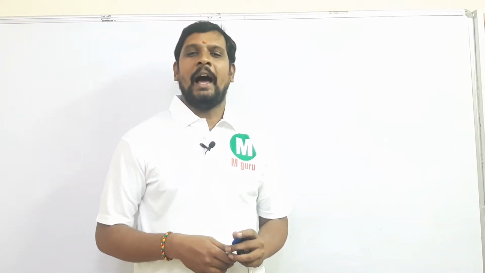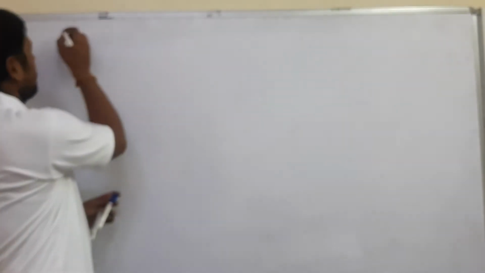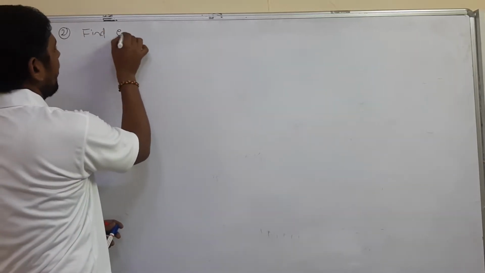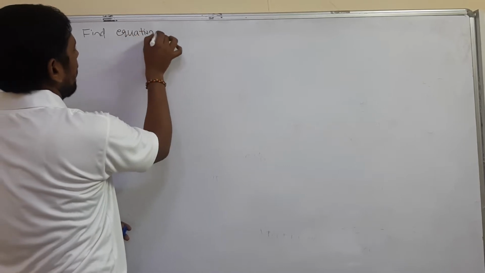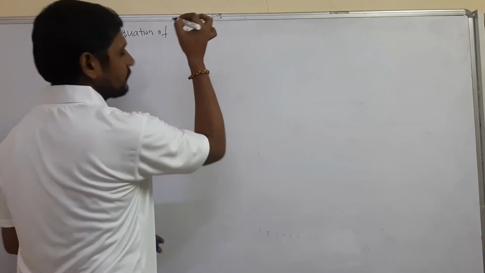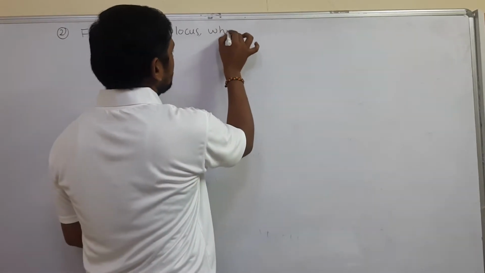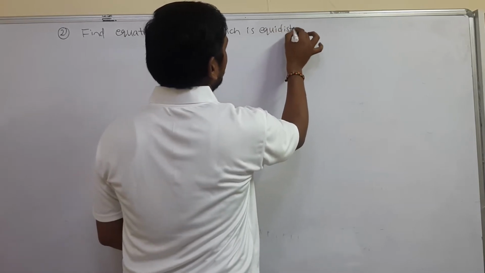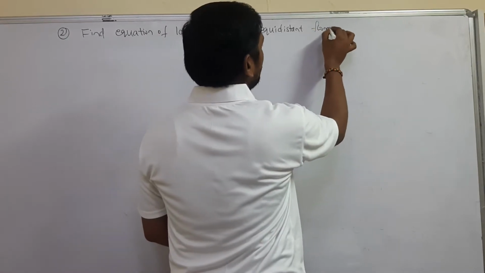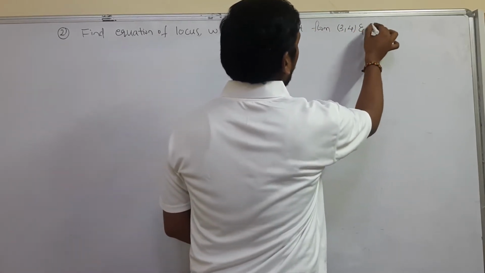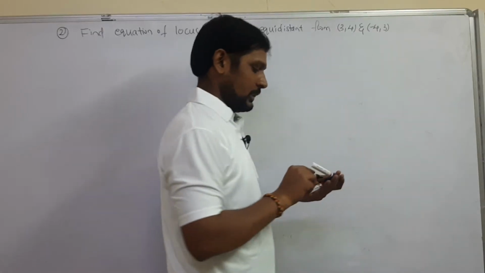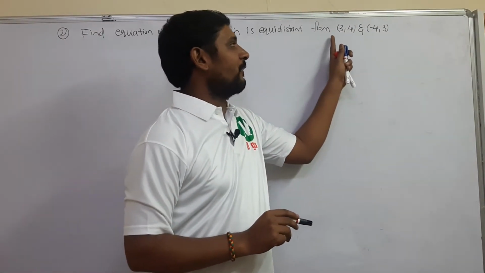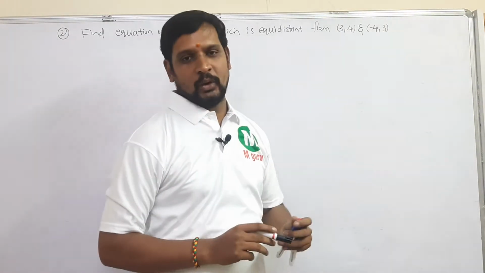Today we are going to see another example of locus, right? So the question is: find the equation of locus which is equidistant from 3 comma 4 and minus 4 comma 3.